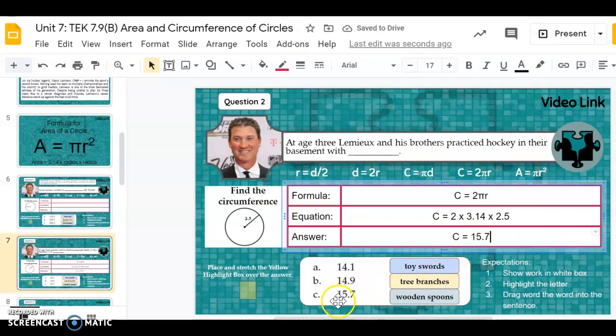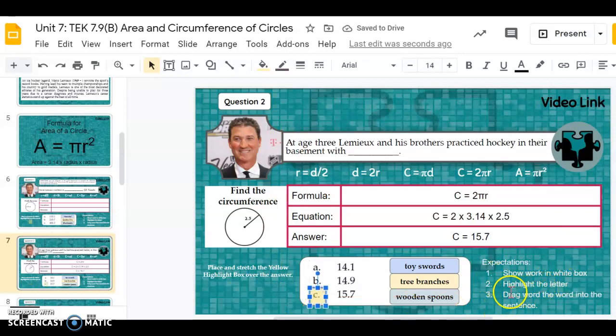Do I have 15.7 over here? Yes. So let's go over here first. Expectations. Show your work in the white box. I showed my work. I did my formula. I filled it in to get my equation, and now I have my answer. I'm going to highlight the letter. 15.7. Here we go. I'm highlighting C.